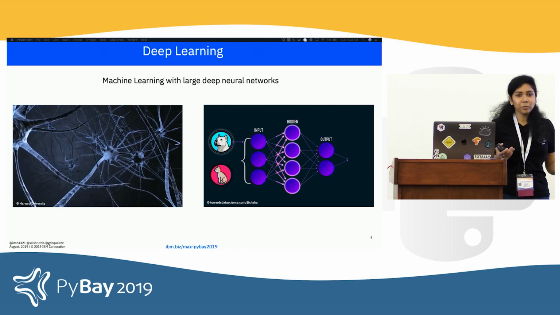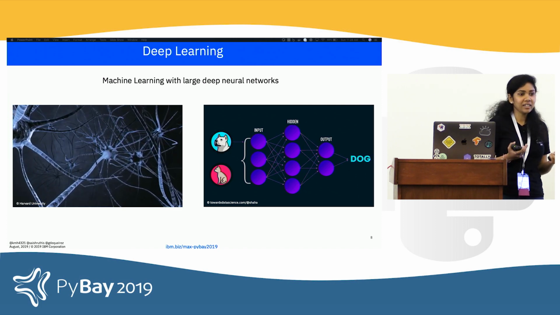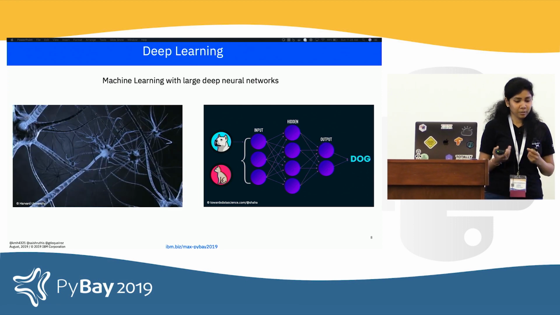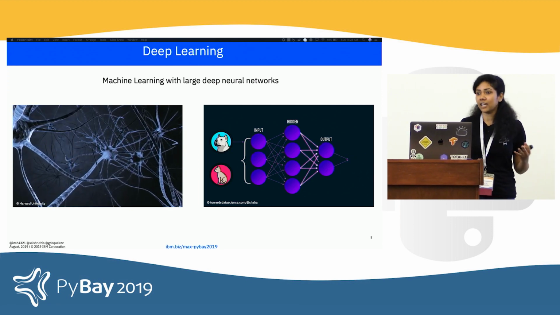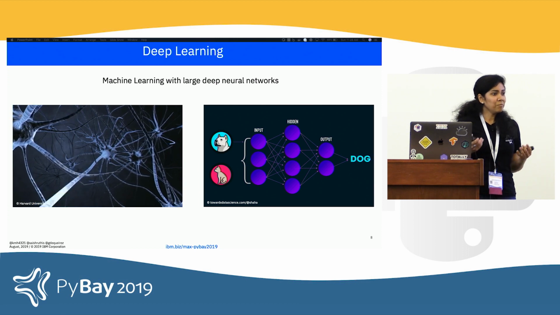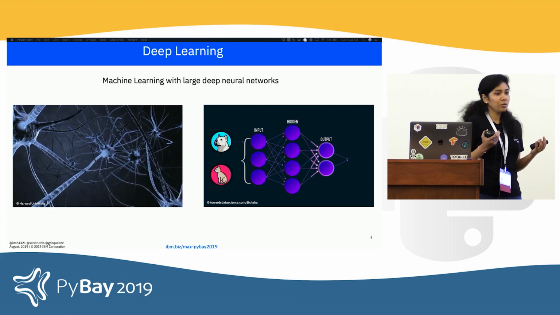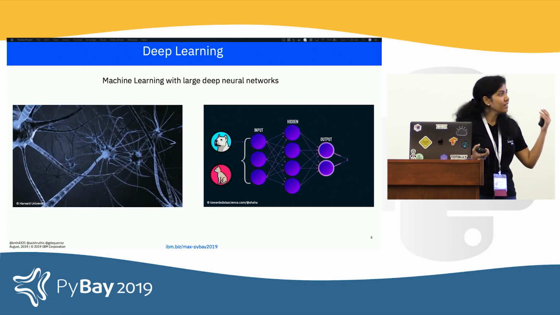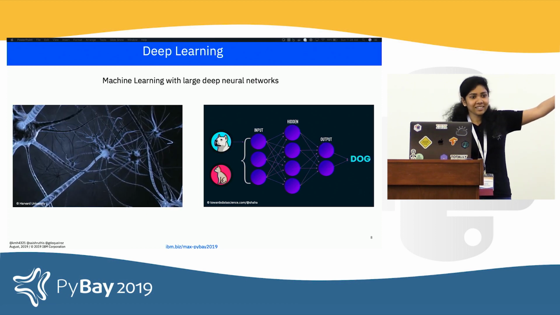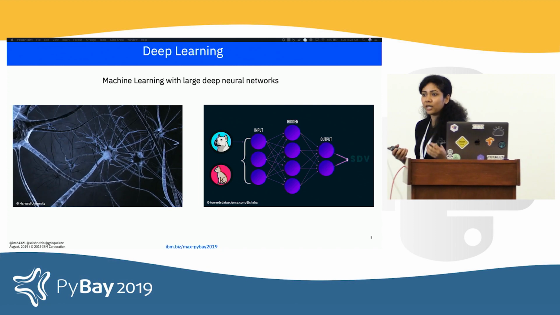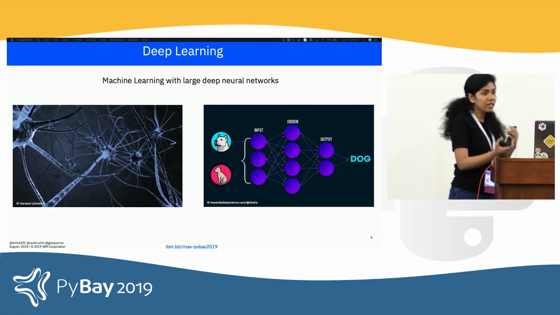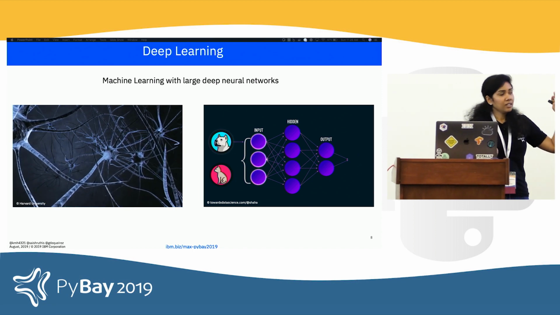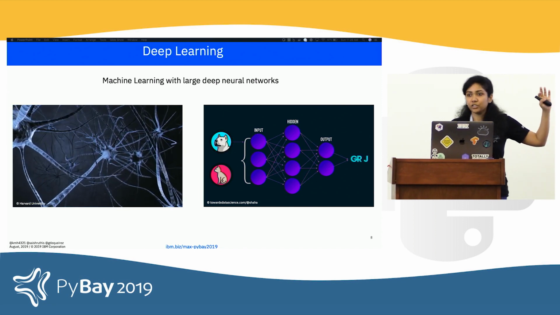And to put it in simple words, this is something I heard recently in one of the meetups, and I loved the one-liner. The speaker was telling it's circles and lines interacting with each other, and it sounded so simple, and it's kind of a motivation for people to start with. So there are circles and lines interacting with each other, trying to understand your data and create the prediction model for you. So deep learning is nothing but machine learning with large deep neural networks.